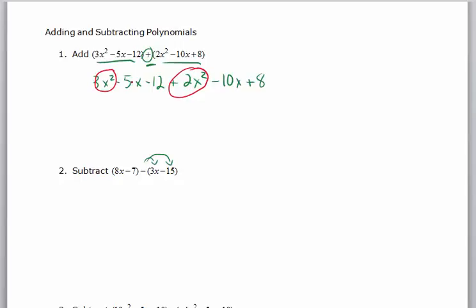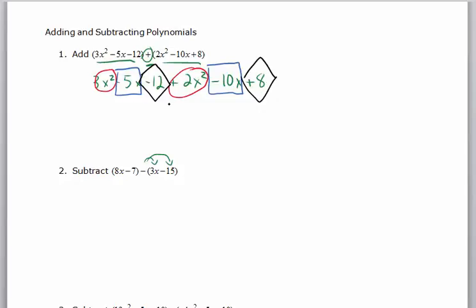Those guys are like. Notice how I circled the plus sign there. It's important. These guys are like. Notice how I'm always including the sign in front of it. And let's see, my last term, my number term. Okay, so now I can combine them.